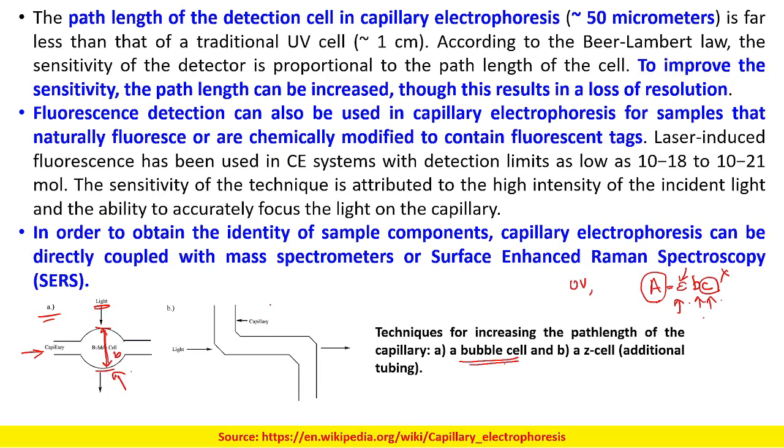Okay. Secondly, the second type of cell is called the Z cell. Over here we are not introducing any bubble. What we are doing is just changing the path. So now from here, what would be your path length? The path length would be somewhere like this. So the distance from capital A to capital B is equal to small b. In this way we can increase the path length, and accordingly we will have an increased absorbance.